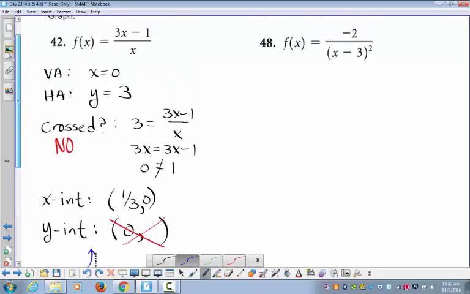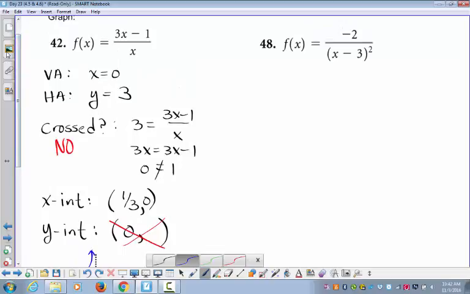Do this one. So over here, vertical asymptote at 3. That's where the denominator is 0. And the numerator is not simultaneously 0, so it's definitely a VA. How about a horizontal asymptote? Or slant asymptote? What would the other asymptote be?